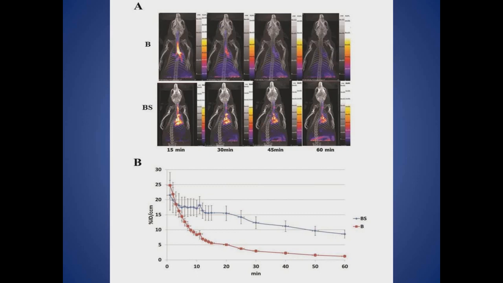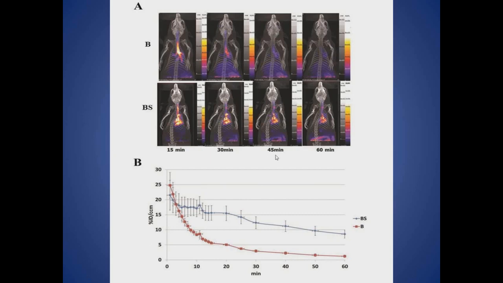The effect can be demonstrated in the rat. In the upper panel, we performed intratracheal instillation of budesonide alone. This is isotope-labeled budesonide; we use F18 to label the budesonide. The second panel is budesonide plus surfactant. And here, we use a PET scan to measure the radioactivity.